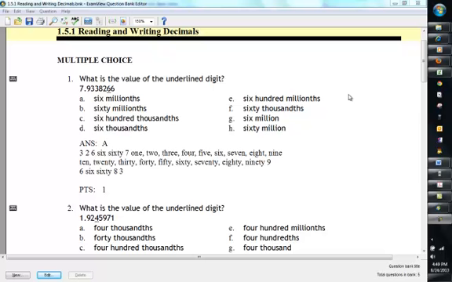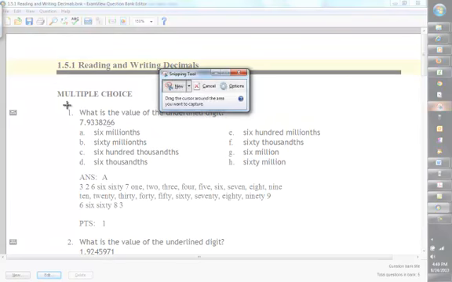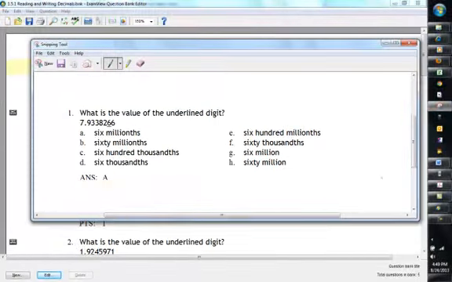This is lesson 1.5 on decimal operations. The first thing we have to do is tell the value of the underlying digit. Well, in order to do so, we need to know what the choices are. So if we look at this problem here, we've got tenths place, hundredths, thousandths, ten thousandths, hundred thousandths. That's the millionths place, so its value is 6 millionths.